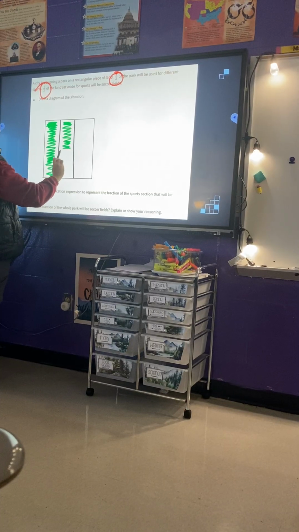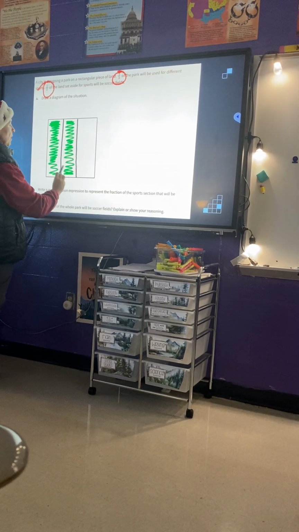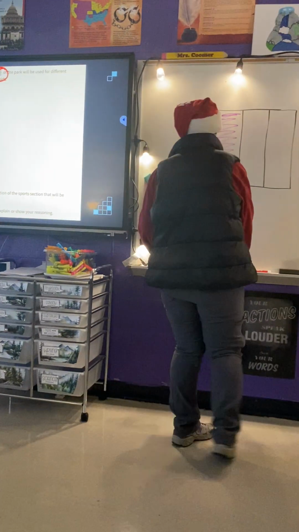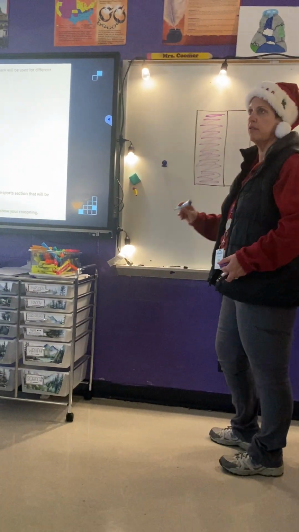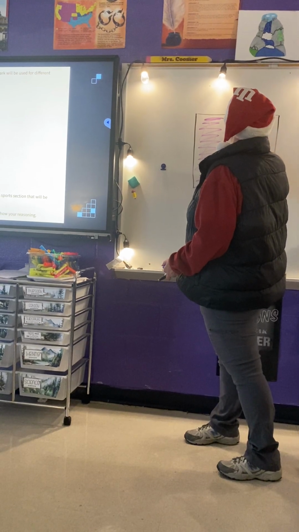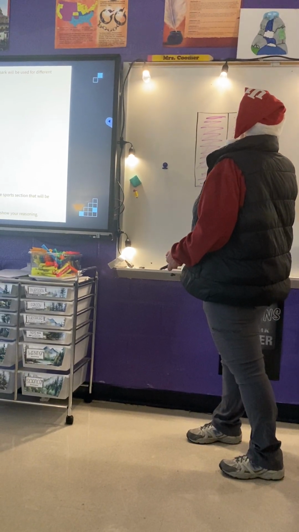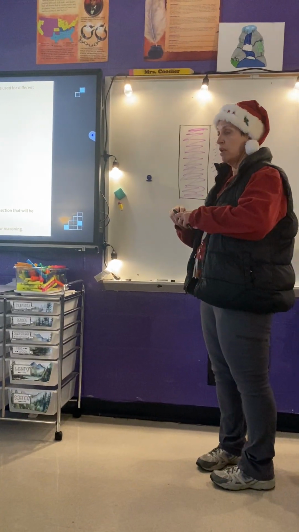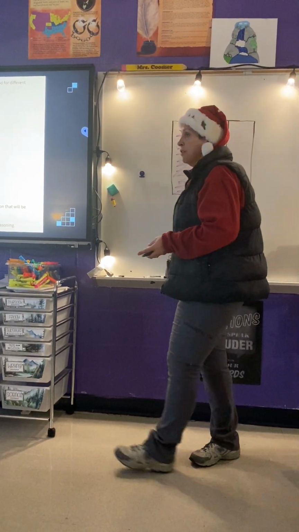I just realized I only colored 1/3 of it before, on the other side. What's the matter, Ashton? Why did I color 2 of them? Because it says 2/3. It says 2/3.